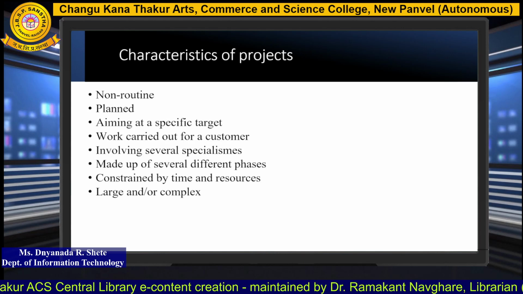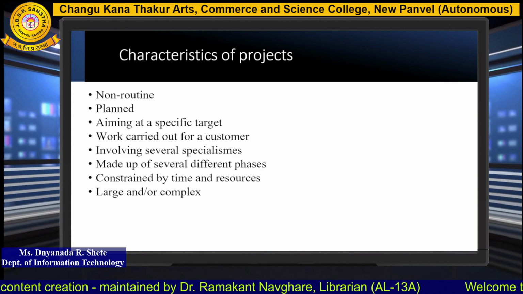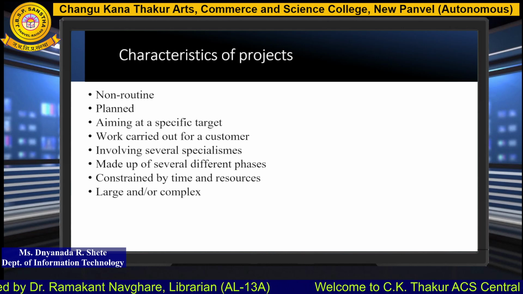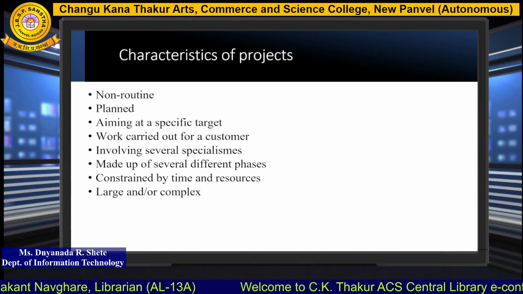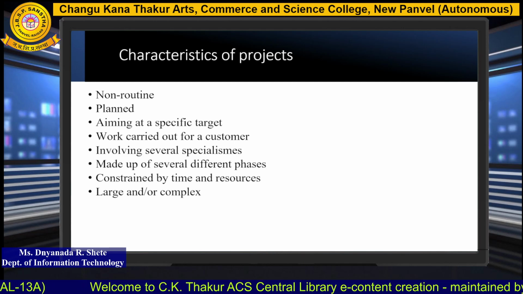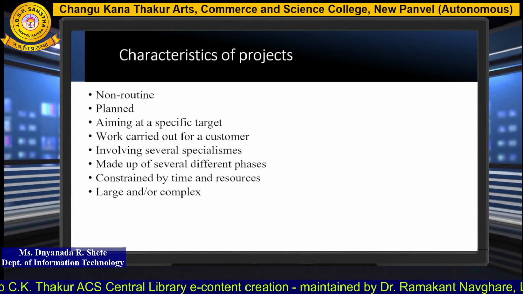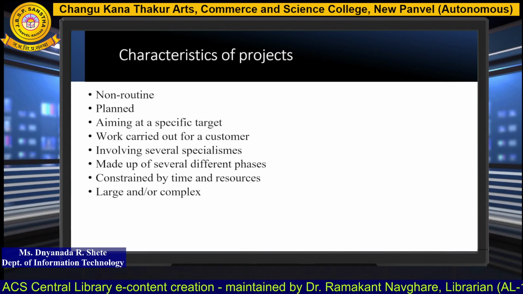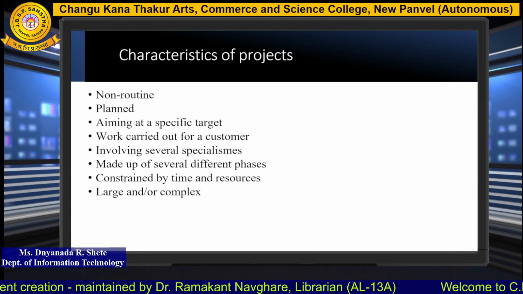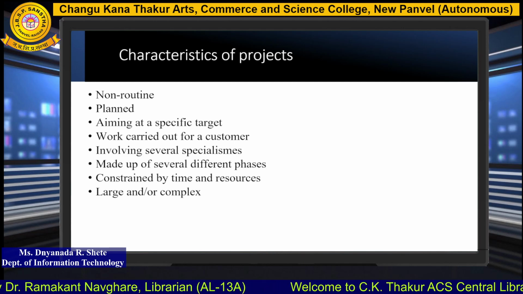Okay. Now next topic is the characteristics of a project. First one is non-routine. It is always non-routine. Next, it always needs a plan. So here requirements are needed, and planning is the most important thing. Next one is the aim. It will always decide the aim of your project for a specific target. Then work is carried out for the customer, so what is the requirement of your customer is mentioned here. It involves several specializations, is made up of several different phases, is constrained by time and resources also, and last one, large size and complexity. Okay, so these are the characteristics of your project.